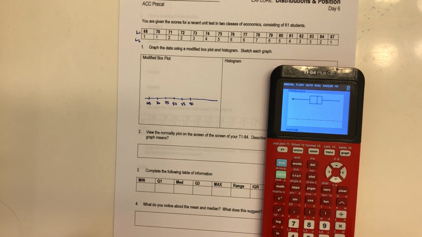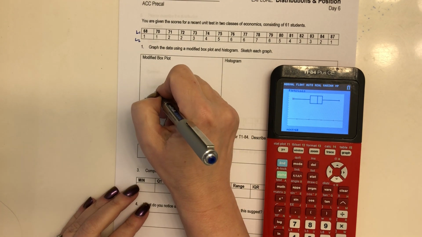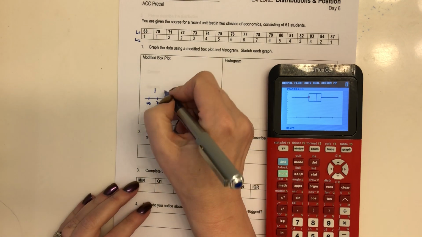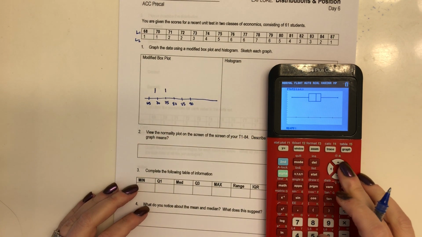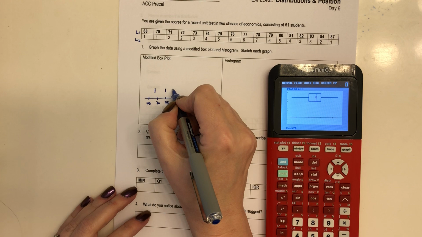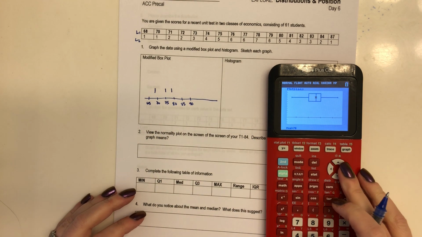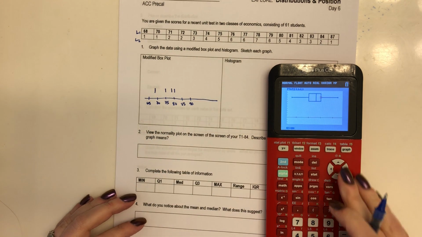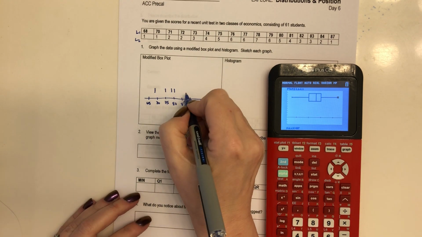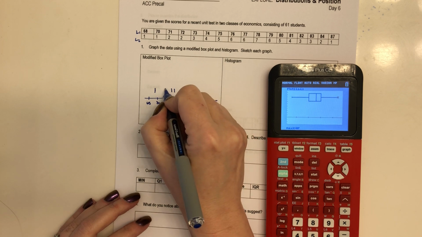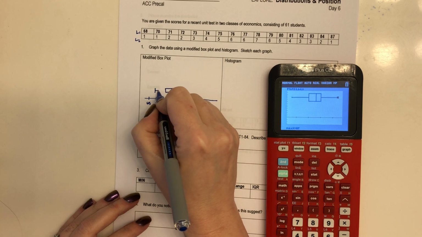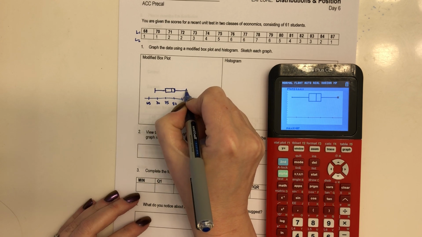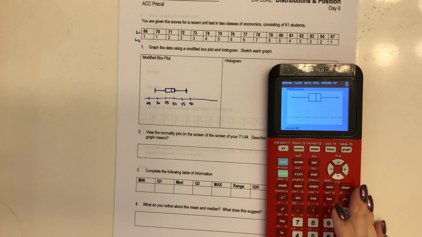All right, so to make your box and whisker plot, the first place you need to graph is the 68, which is about there. Then you need to graph a 75, a 78, a 80, and then finally an 87. Make your box. And there's my whiskers. I kind of overshot that a little bit. Okay, so there's your box and whisker plot.